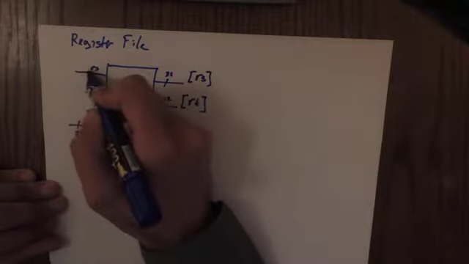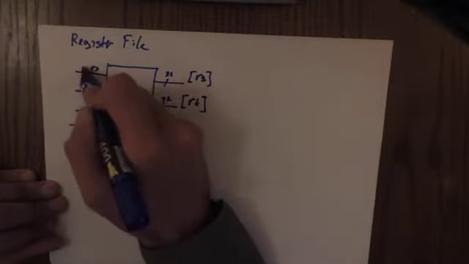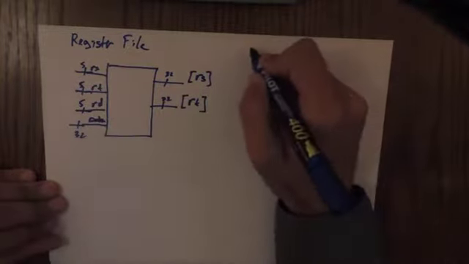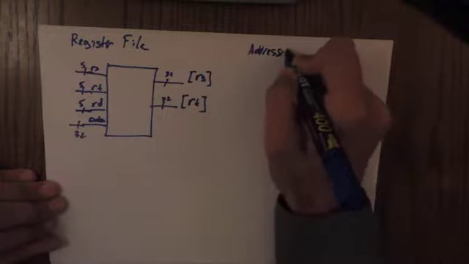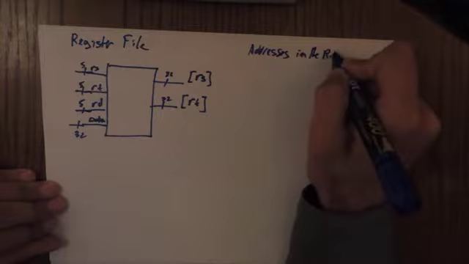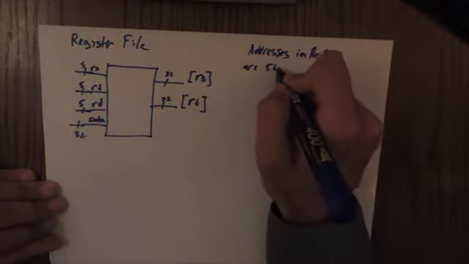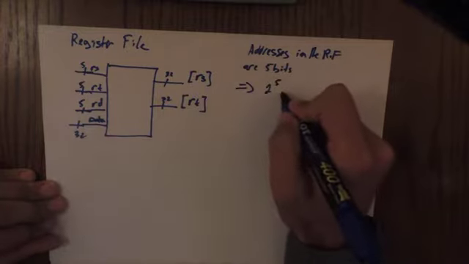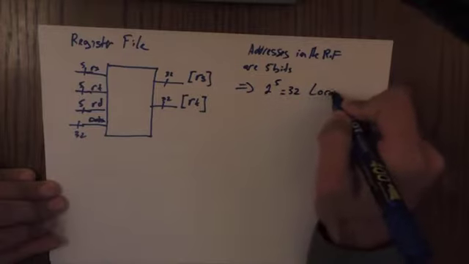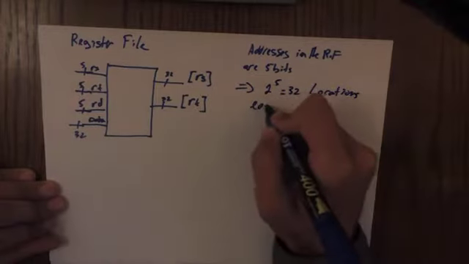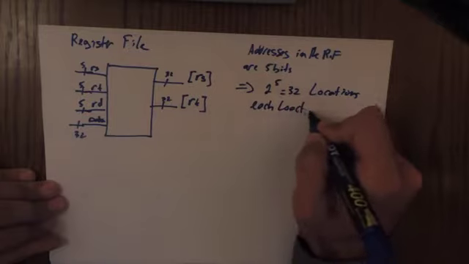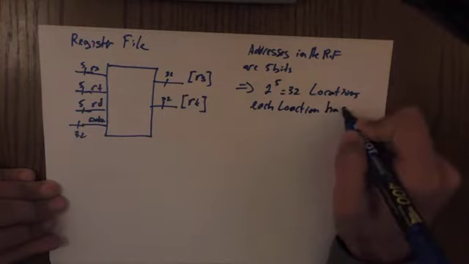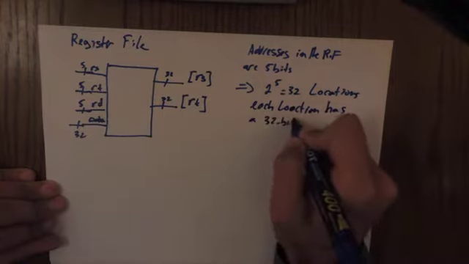These addresses are 5 bits in length. What does this mean? Addresses in the register file are 5 bits. This implies we have 2 to the power of 5, which is 32 locations. Of course, each location has a 32-bit variable.